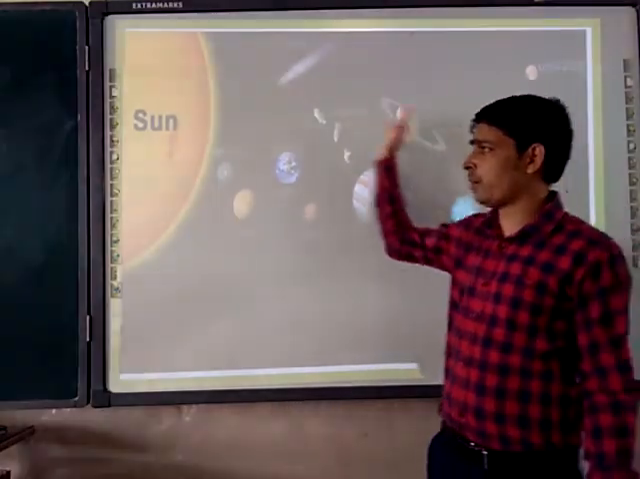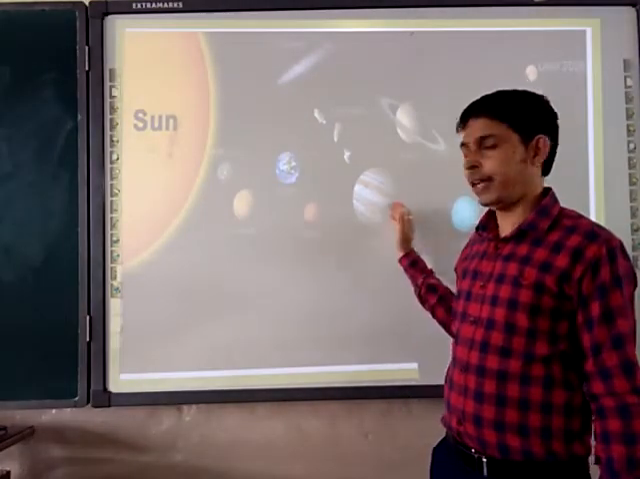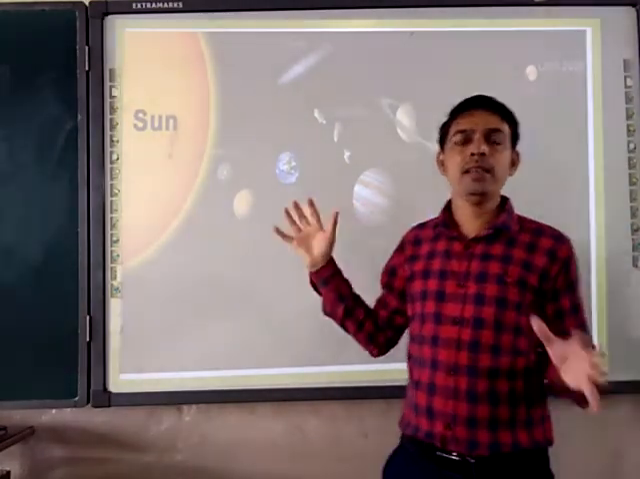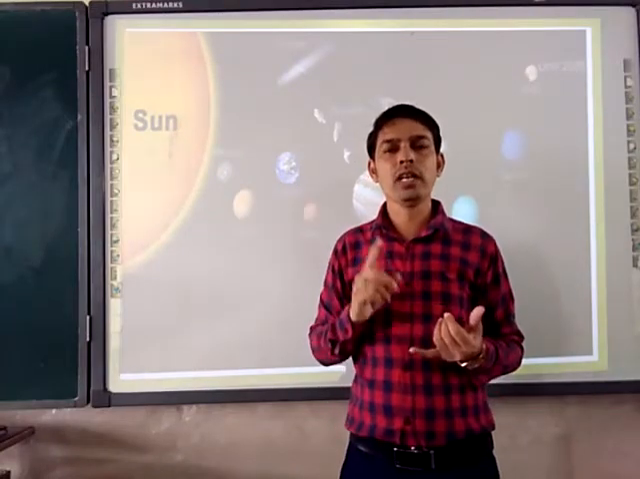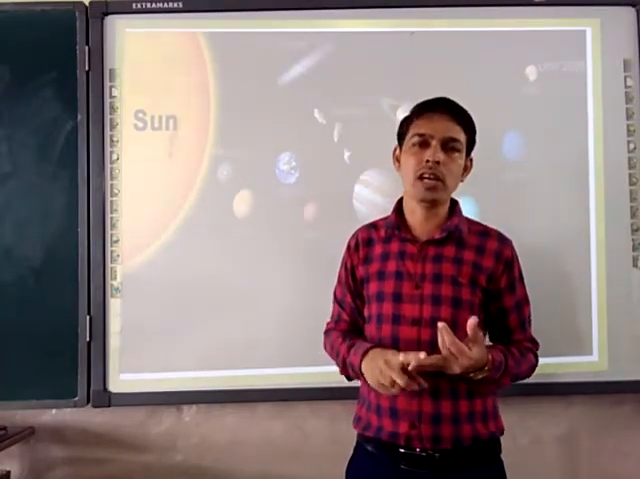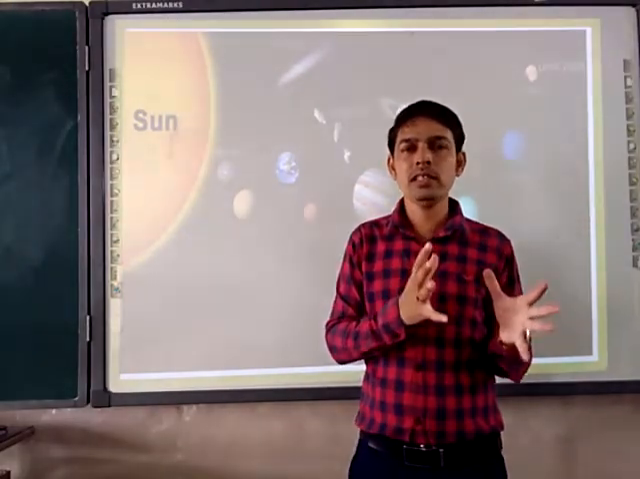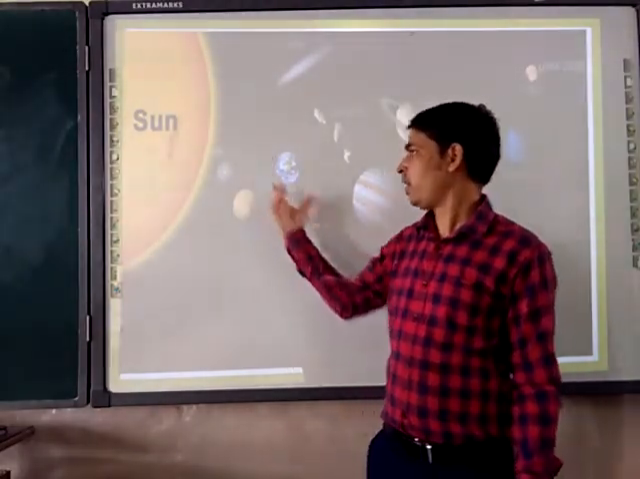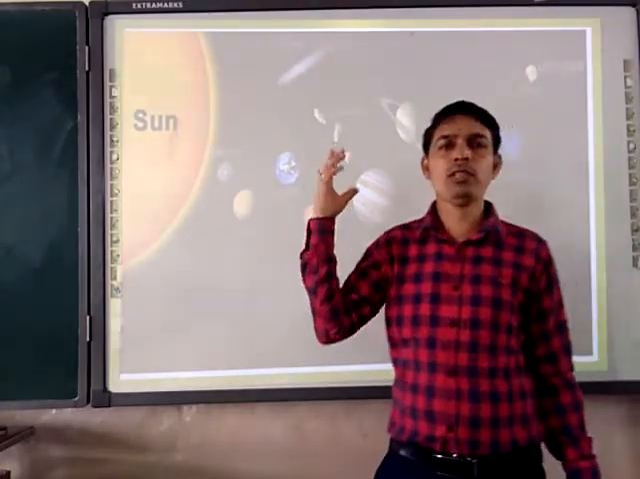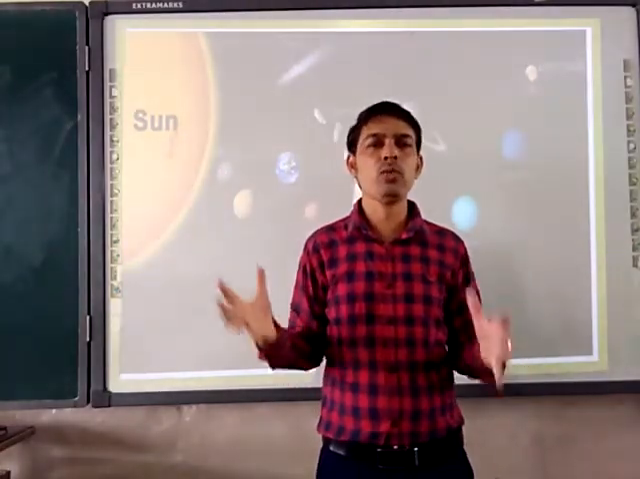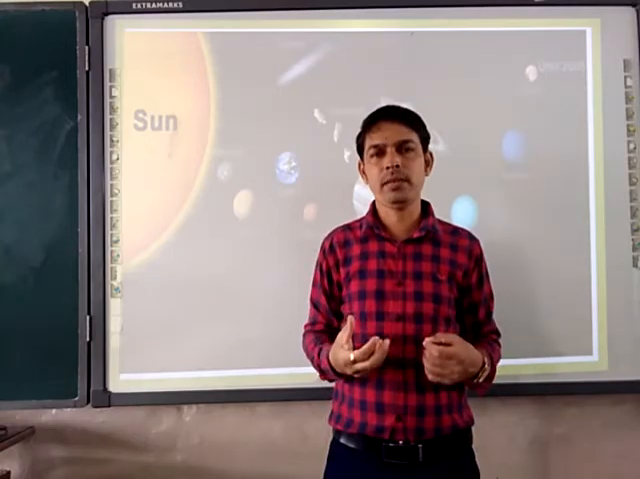In this whole chapter, we are going to see about these 8 planets, and what celestial bodies are, what stars are, what planets are, how the sun, earth and other things move, what orbits are, and many more things. We will also see what constellations are.